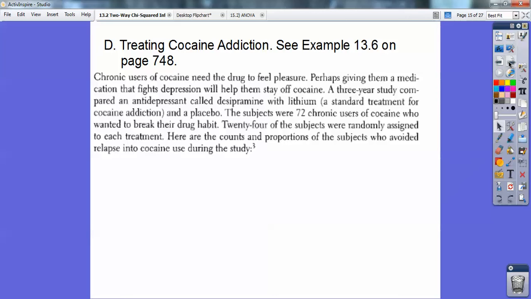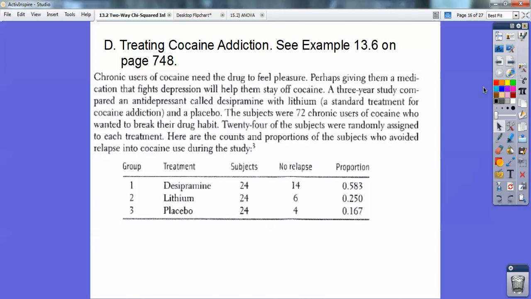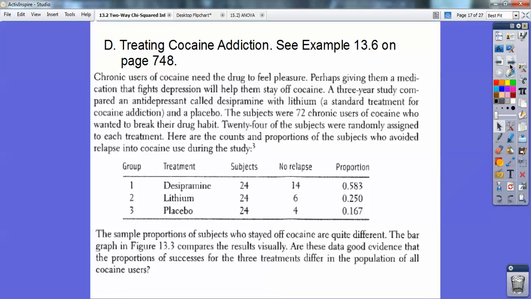Here are the counts of the subjects who avoided relapse into cocaine use during the study. 24 of them did desipramine, and 14 of them had no relapse. 24 of them did lithium, and 6 had no relapse. And then with the placebo, 4 had no relapse. That means a lot of them had a relapse. They went back to cocaine. The sample proportions of subjects who stayed off cocaine are quite different, so the bar graph in the next figure compares the results visually.